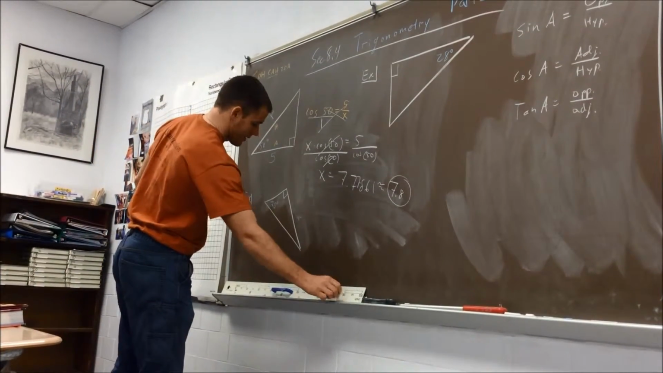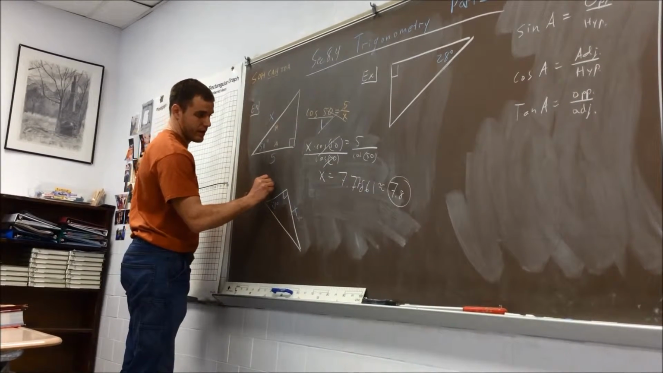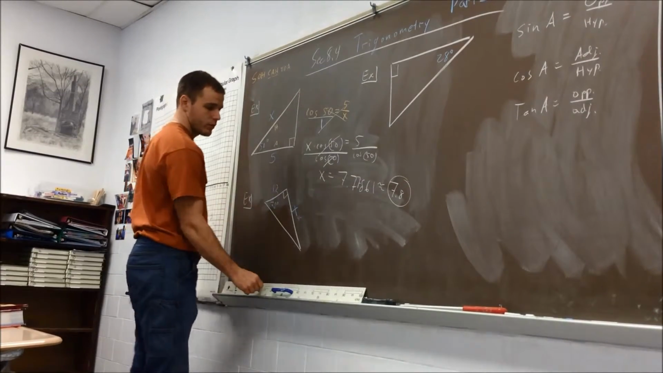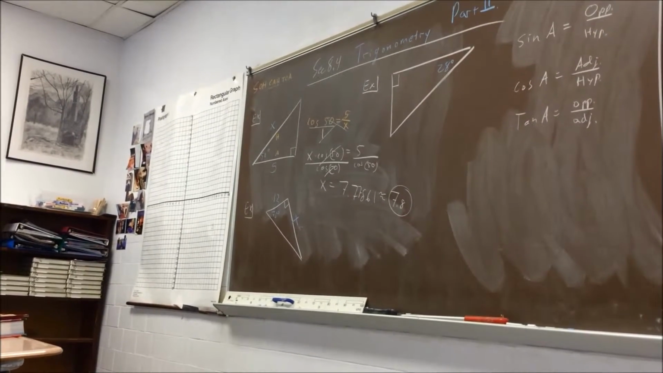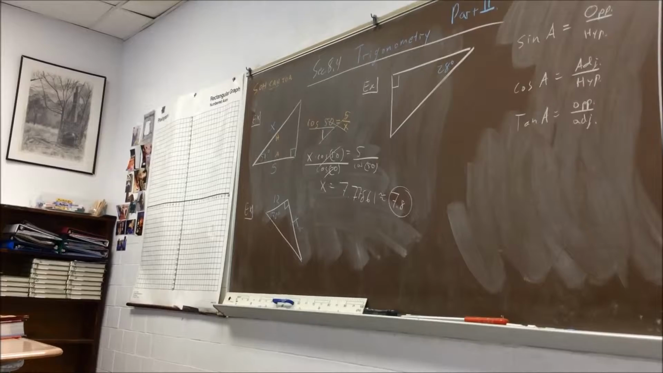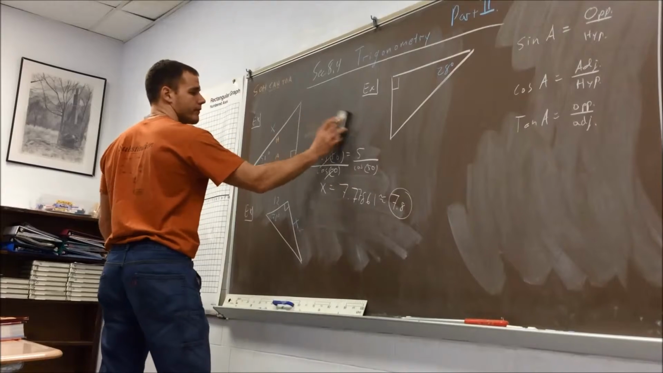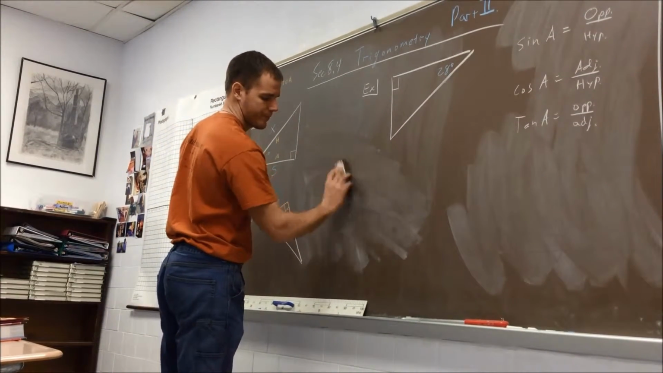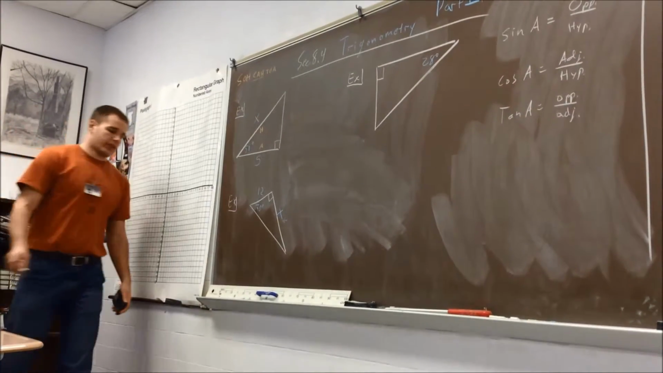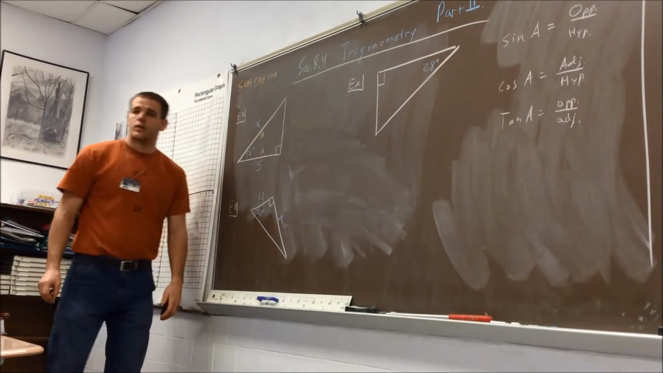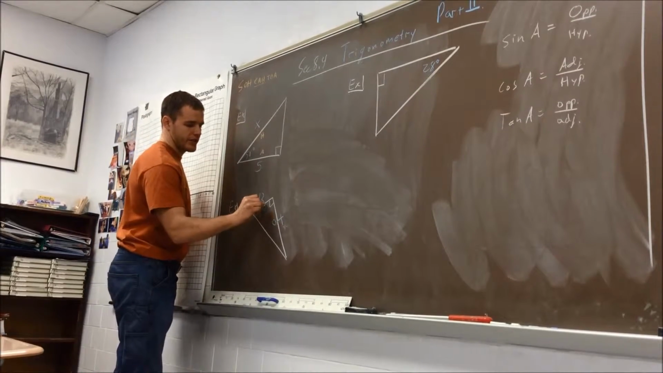Let's do the next one. We're going to call this x. We will call this 12. We're going to find the missing side. Mr. Lucas, what two sides do we have, sir? Opposite and the adjacent. Opposite and the adjacent.